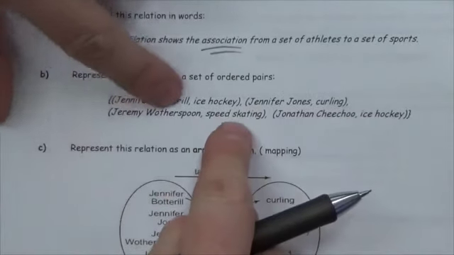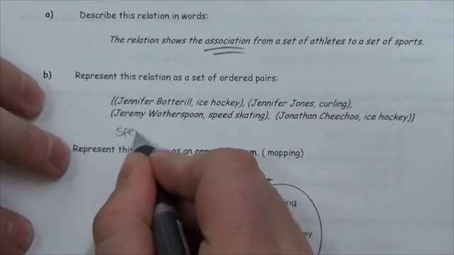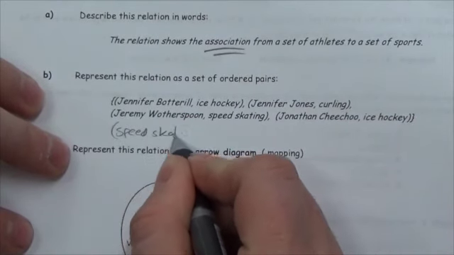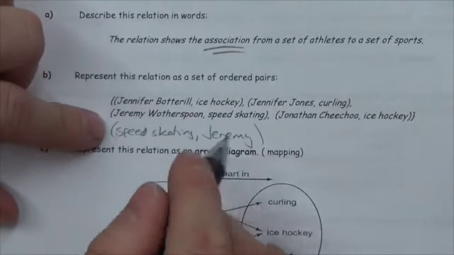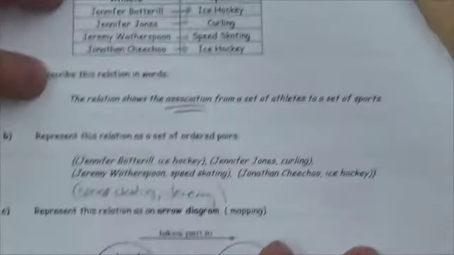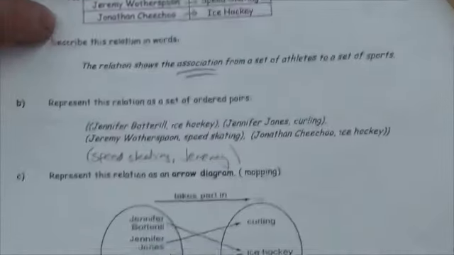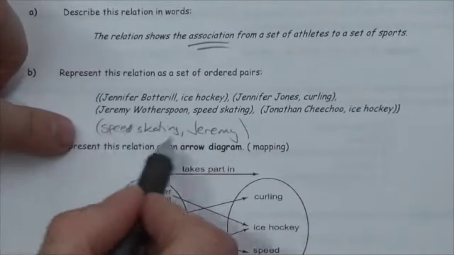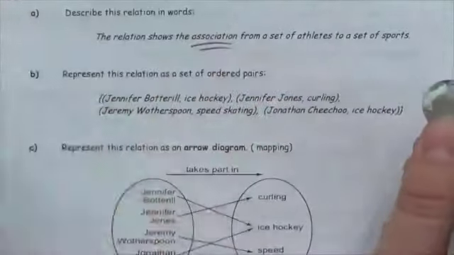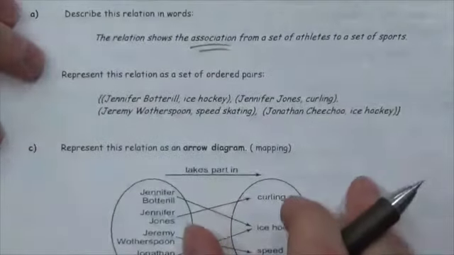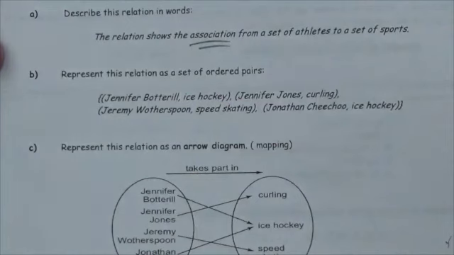Now notice that it wouldn't make sense for us to swap these two. For example, we wouldn't write speed skating, comma, Jeremy, because that doesn't make sense, not based on the relation that we've set here, which is an association of the set of athletes to the set of sports. This is backwards. This would suggest that this is the athlete, this is the sport, and that's just not true. So order is very important in this kind of analysis. There are other places where order isn't important, but in this case it is.